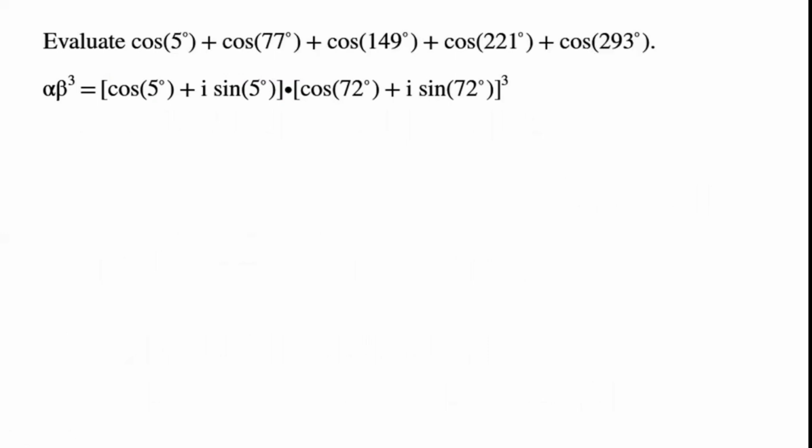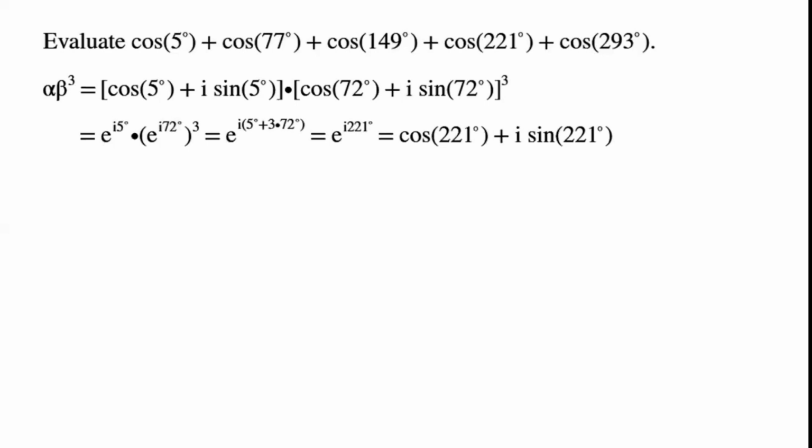Alpha beta cubed equals cosine 5 degrees plus i sine 5 degrees times cosine 72 degrees plus i sine 72 degrees, all cubed, which can be written as e to the power of i 5 degrees times e to the power of i 72 degrees, all cubed, which is equal to e to the power of i times 5 degrees plus 3 times 72 degrees, which is equal to e to the power of i 221 degrees, which is equal to cosine 221 degrees plus i sine 221 degrees.